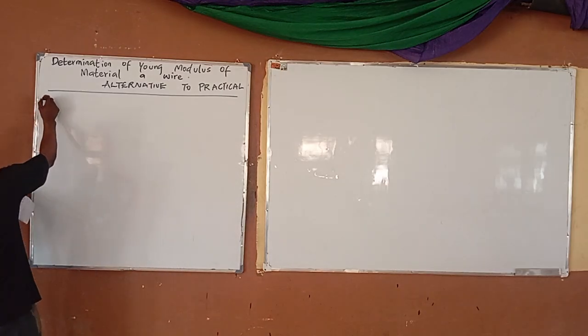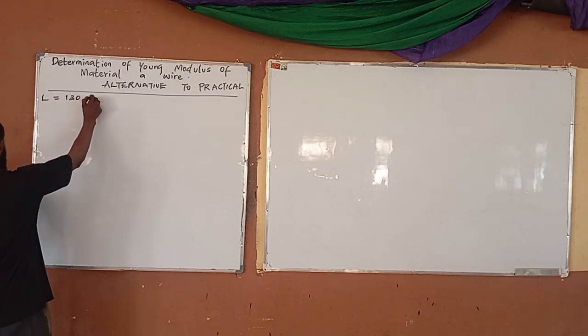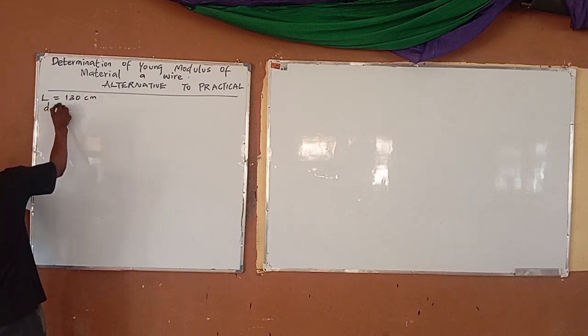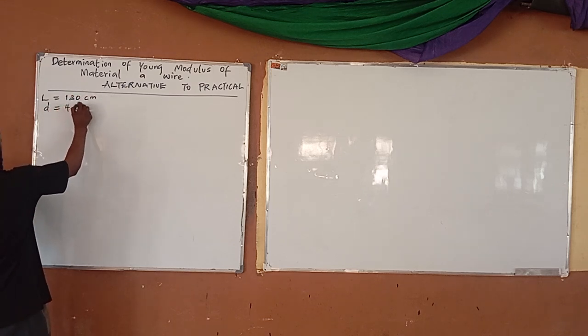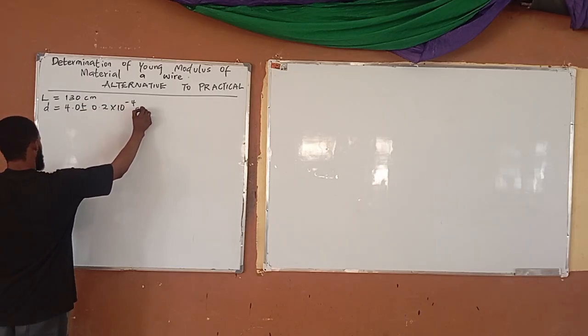Yeah, they gave us length to be 130 cm. They gave us diameter to be 4.0 plus or minus 0.2 times 10 raised to the power minus 4 cm.